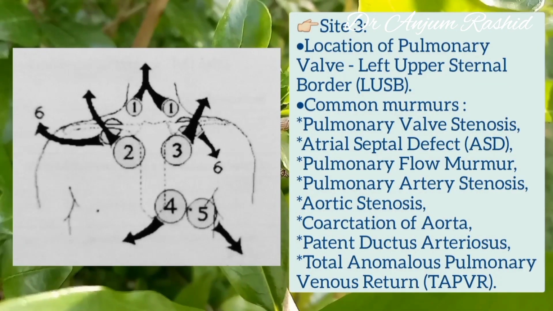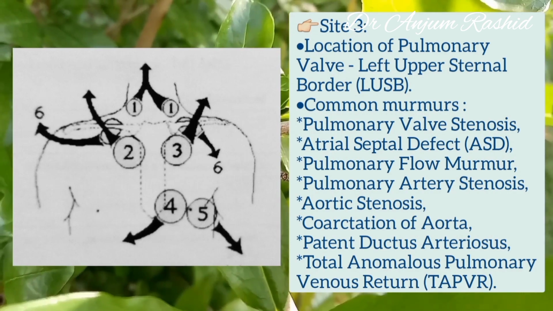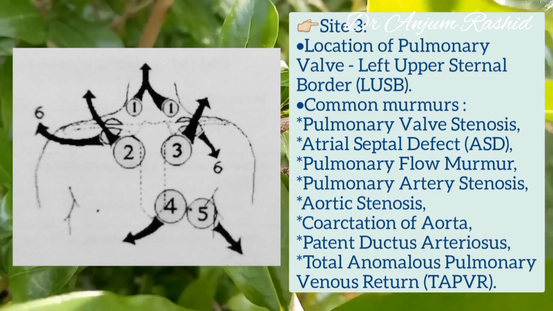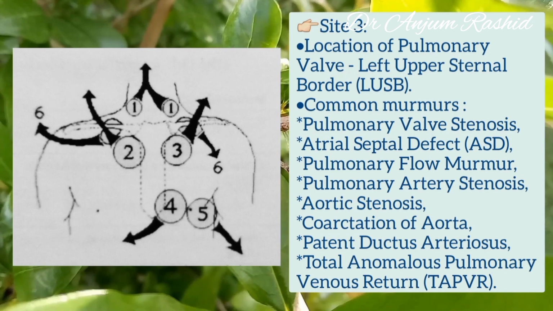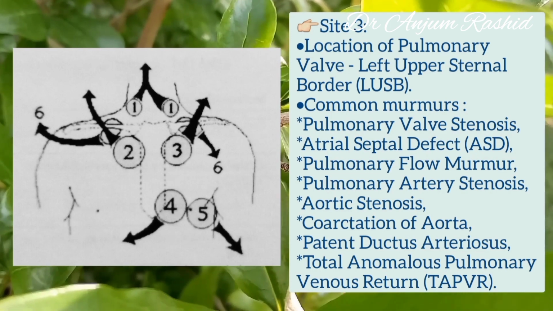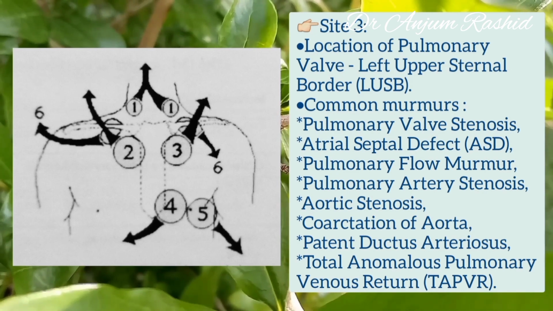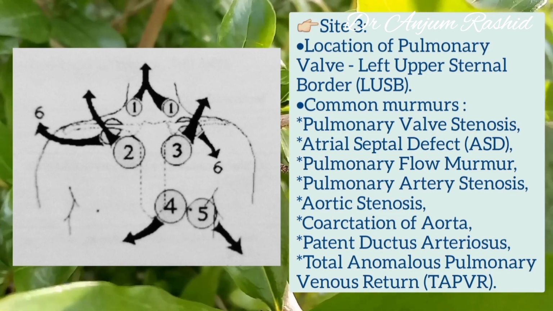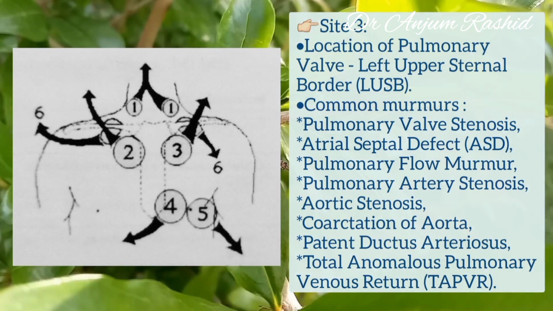Then site 3. It is the location of the pulmonary valve and it is at the left upper sternal border. Common murmurs heard here are pulmonary valve stenosis, atrial septal defect, pulmonary flow murmur, pulmonary artery stenosis, aortic stenosis, coarctation of aorta, patent ductus arteriosus, total anomalous pulmonary venous return.